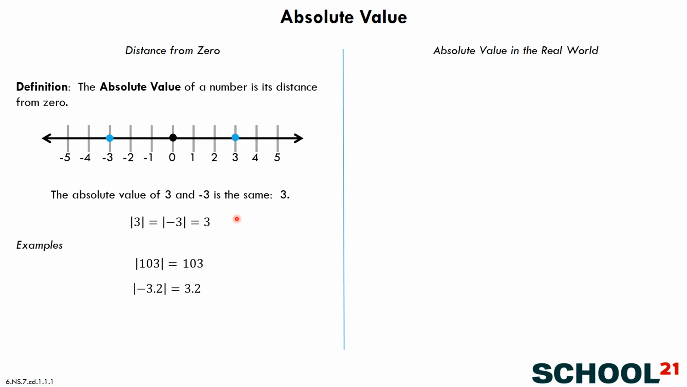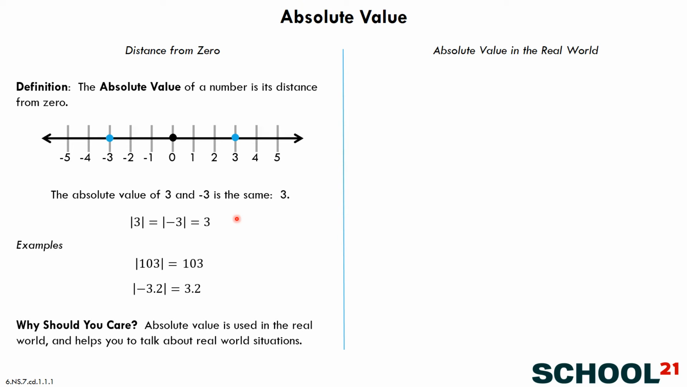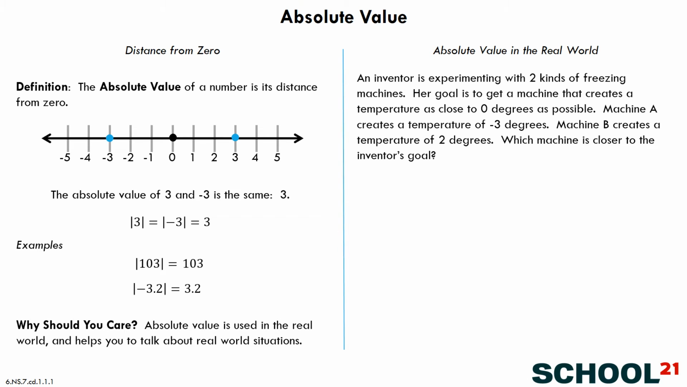So now it seems so simple, you think like, why in the world should I care? Well, actually, absolute value is used in the real world, and it helps you to talk about some real world situations. So let's go ahead and, on the right-hand side here, talk about a couple of those. Okay, so let's read this together. An inventor is experimenting with 2 kinds of freezing machines. Her goal is to get a machine that creates a temperature as close to 0 degrees as possible. Machine A creates a temperature of -3 degrees, and machine B creates a temperature of 2 degrees. Which machine is closer to the inventor's goal?